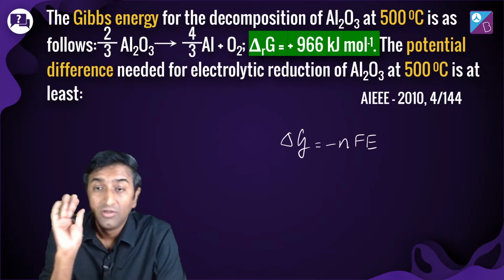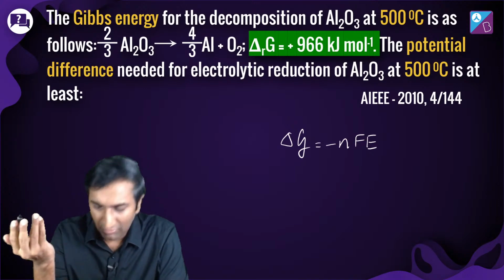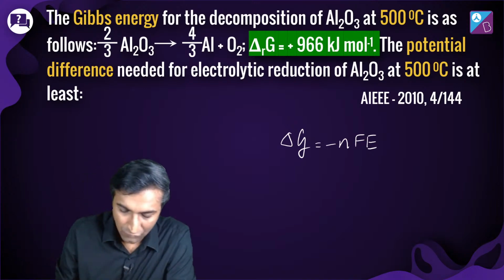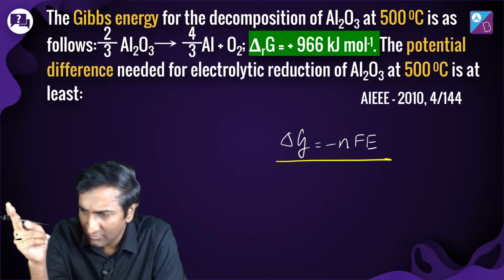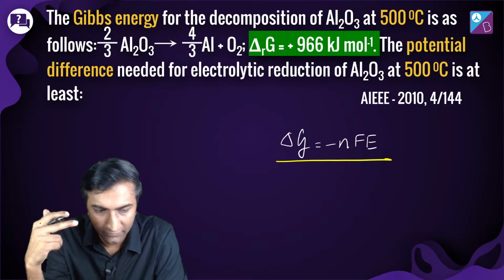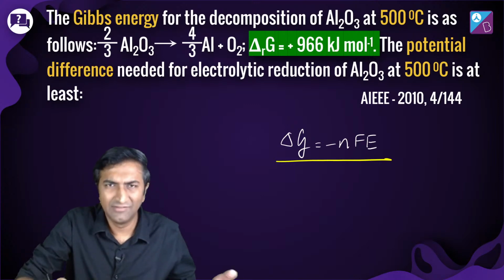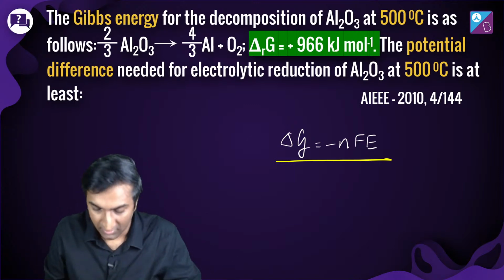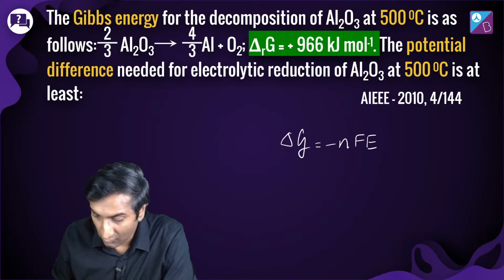Come on. What's the main thing? Just delta G equal to minus nFE, right? That's the equation you've got to use. Shall I continue and solve this for you, or do you want more time to try it out yourself? Let me know. I think I'll just solve it. I'll solve this one, you do the next one. Delta G is minus nFE.